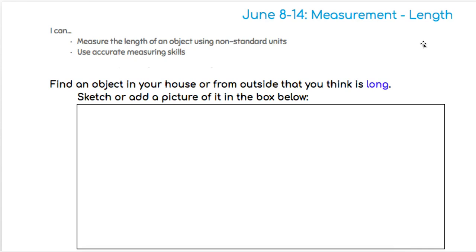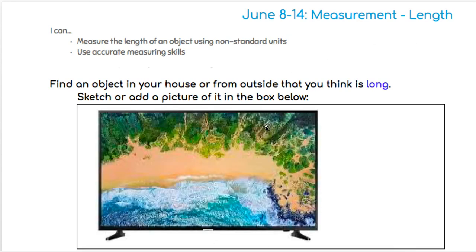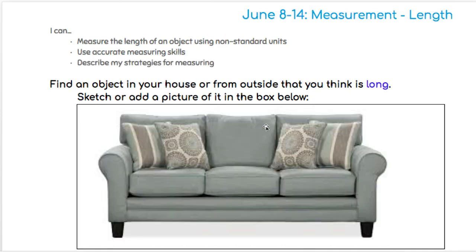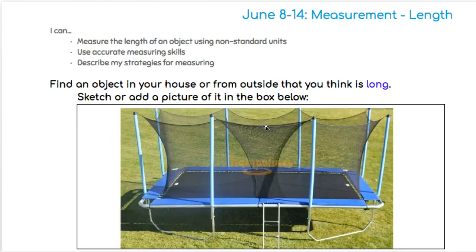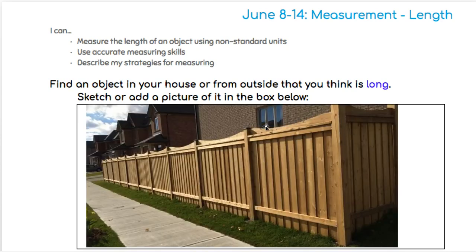So for this activity, we're going to find an object in your house or from outside that you think is long. Then you're going to sketch or add a picture of it in this box. So let's say you wanted to use your television for this activity and we wanted to measure the length of this. So this is our long object. Or maybe you wanted to use something even bigger. So maybe your sofa. Or if you want to go outside and you have, let's say, a trampoline, very long. Or if you wanted to challenge yourself to do the length of your fence, that could be an idea. So if you've got other objects that are long, go ahead and plug them into that box.